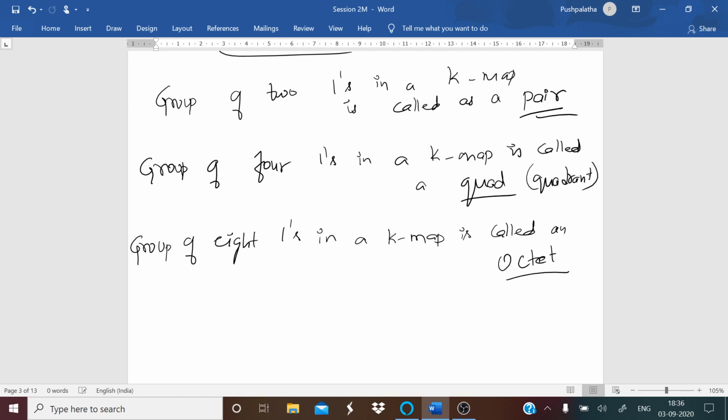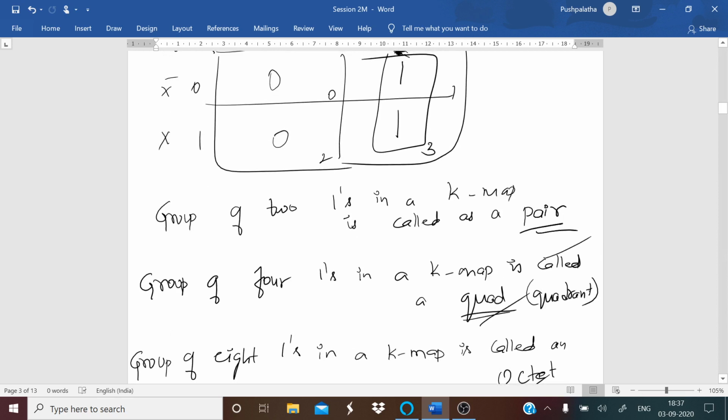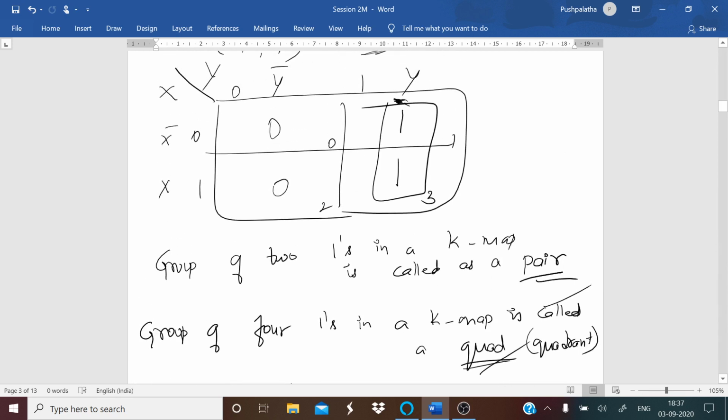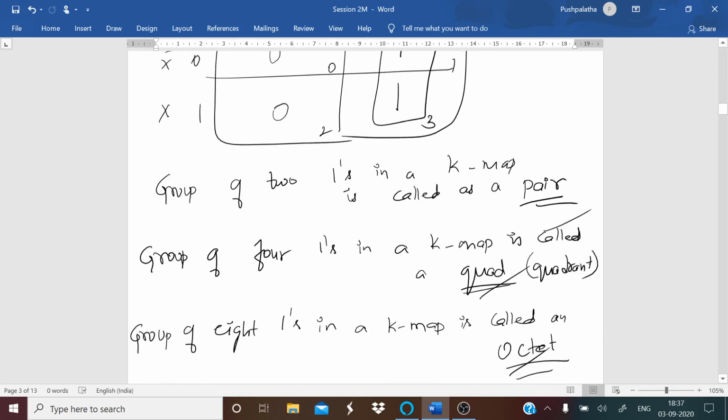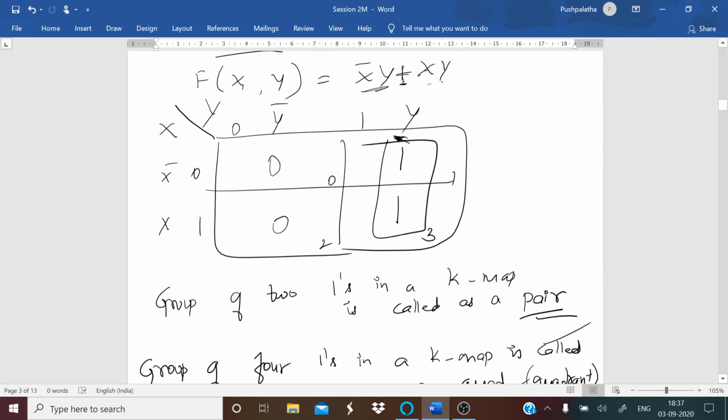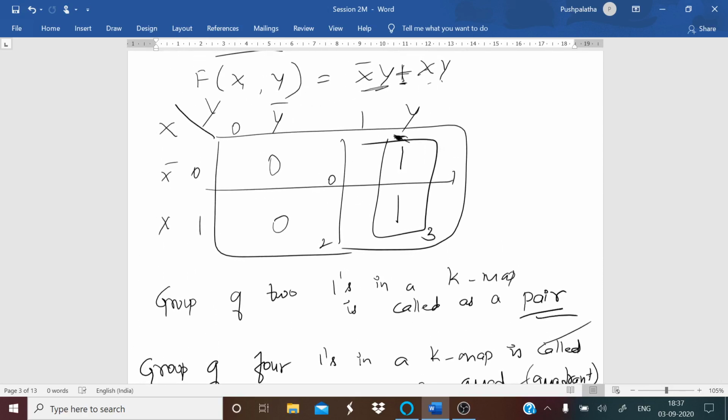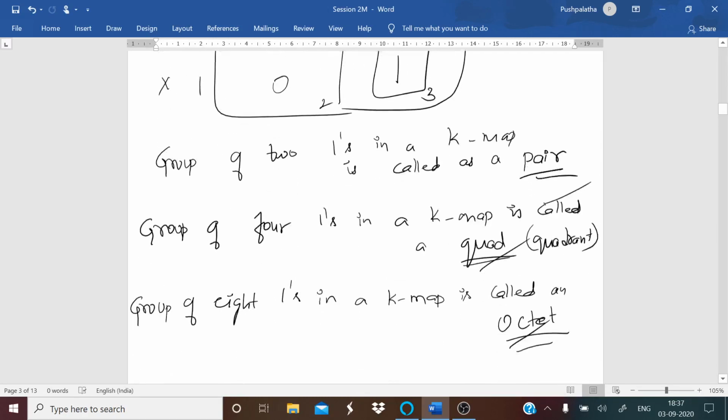Okay, so you have a pair, quad or an octet. Whenever you are solving, see to it that you are able to make a bigger group. But when you have two variables, as in the table here, we cannot go for an octet because 8 ones is not there. The possibility is only 4 ones. So here you can make only 2 ones or 4 ones.